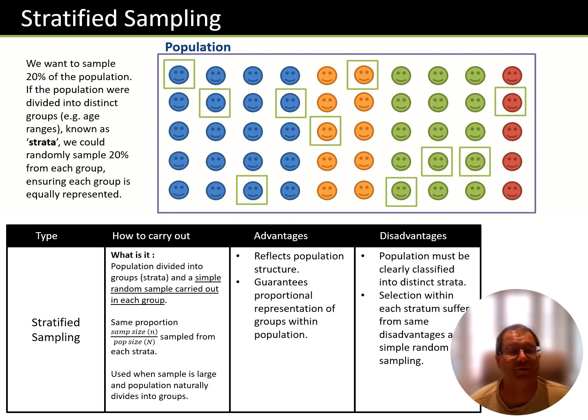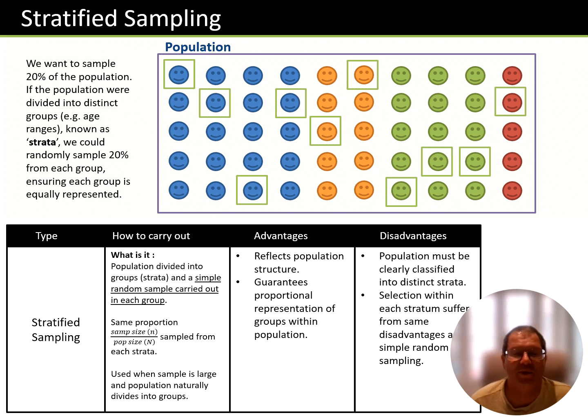So what's it say left? We want to sample 20% of the population. If the population were divided into distinct groups, e.g. age ranges known as strata, we could randomly sample 20% from each group, ensuring each group is equally represented. Indeed. So how do you carry it out?